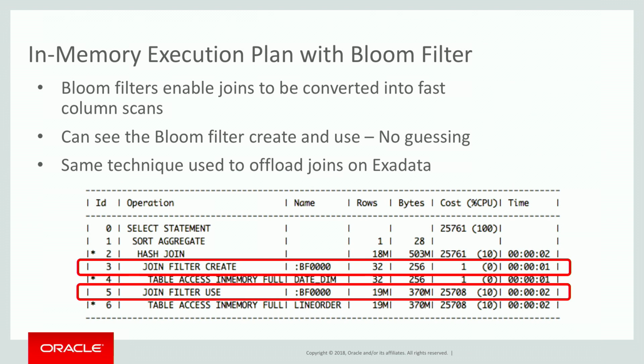And you actually will see that in an execution plan. You'll see the join filter create as we're scanning, in this case, a date dimension table. And then you'll see join filter use as we apply that Bloom filter to the line order table. It's not just one Bloom filter, though. We can do multiple Bloom filters.